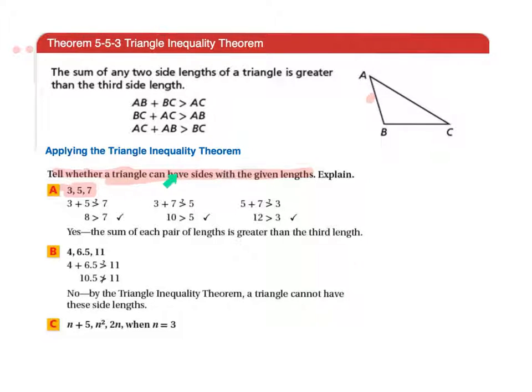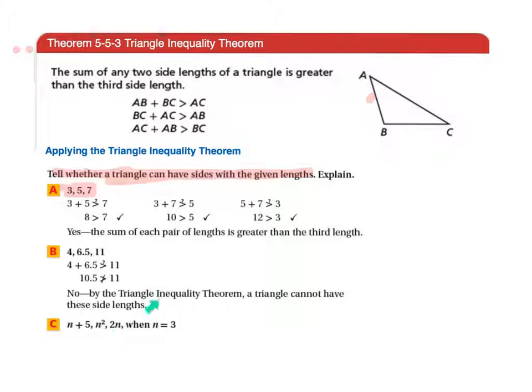So tell whether a triangle can have sides with the given lengths, like 3, 5, and 7. You have to add two numbers, like 3 and 5, and make sure that it's greater than the third side, 7. We were just thinking as a class that if you take the two smallest numbers and do it, then you wouldn't have to check all three. But as soon as you have a no, like for example B, 4 plus 6.5, that's 10.5. That is not greater than 11, so this is definitely no. Once you have one no, the answer is no.